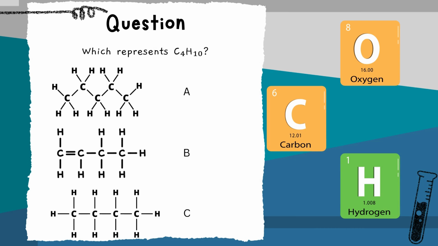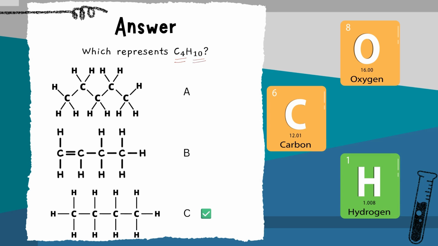Next question for you is, which represents C4H10? Pause the video, think, calculate, and then check your answer. If your answer came out to be C, it's correct. How? We'll see. Which represents C4H10? It means it should have 4 carbon atoms and 10 hydrogen atoms.